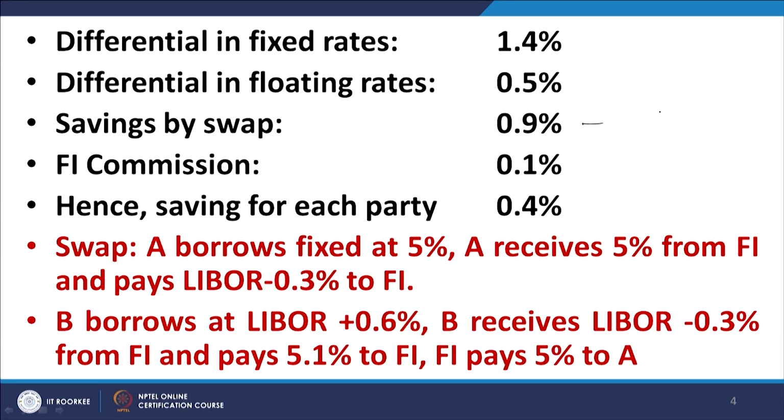Out of this, the cut of the financial institution, or the swap bank as you call it, will be 0.1%. That leaves a surplus of 0.8%, which is to be distributed equally. So, both the parties A and B will get a 0.4% reduction on their respective borrowings if they were to borrow as per their requirements. In other words, let us go back again.